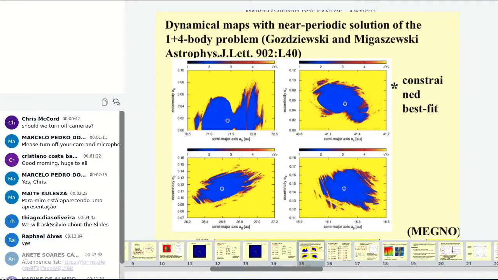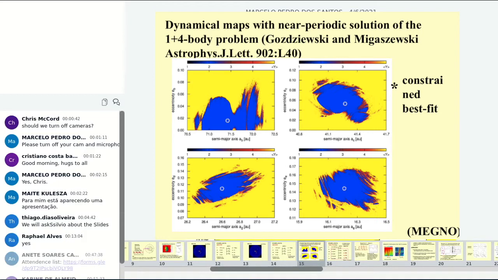One study has been done by two astronomers, Gozdziewski and Migaszewski, again using the MEGNO indicator of chaos. And they have done the following. They have imposed that the system has periodic orbits. And they have shown that these periodic orbits fit very well the observations that we have till now. But pay attention, the observations that we have till now are very small arcs. So this is not, from the physical point of view, very satisfactory.